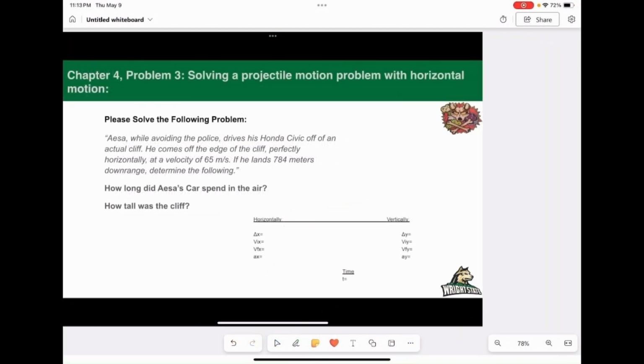Okay, so let's look at the solution to this problem. Asa, while avoiding the police, drives his Honda Civic off an actual cliff. He comes to the edge of the cliff perfectly horizontally at a velocity of 65 meters per second. If he lands 784 meters downrange, determine the following. How long did Asa's car spin in the air and how tall was the cliff?